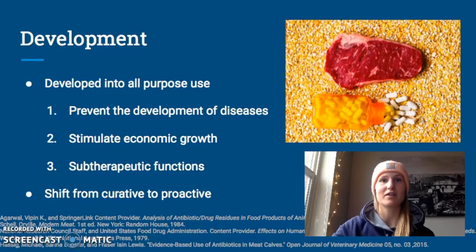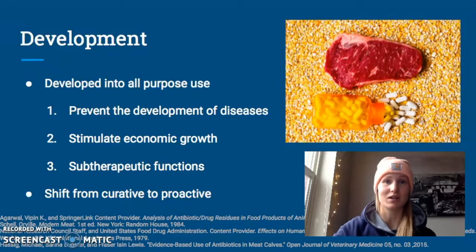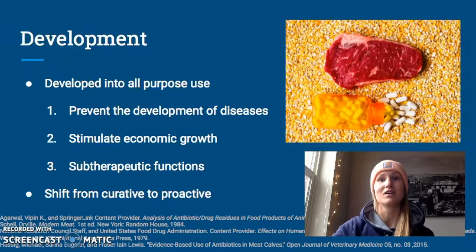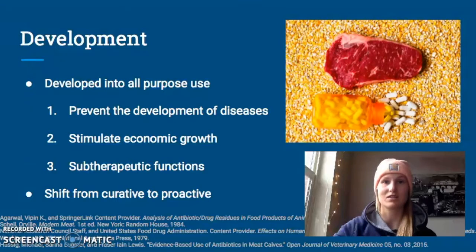However, the use of antibiotics eventually developed into all-purpose use: one, to prevent diseases from even developing in the first place; two, to stimulate economic growth; and three, as a sub-therapeutic function. Therefore, we can see it as a shift to an ex-ante mentality growing from its initial purpose and usage. Antibiotic use in meat production became generalized as farmers changed their mindset from curative to proactive. Instead of just healing the sick cattle, they figured that they would just eliminate the presence of diseases from even developing, while also using it as a fertilizer.